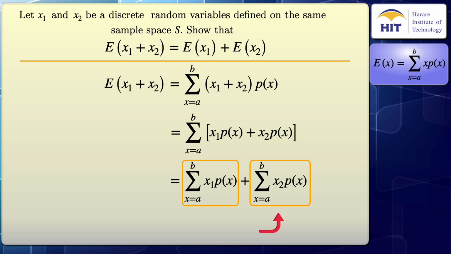And this is by comparison with the definition of the mean of a discrete random variable. So we have the highlighted parts there. They give us the mean of x1 plus the mean of x2. So we have mean of x1 plus mean of x2, which is what we are required to show.